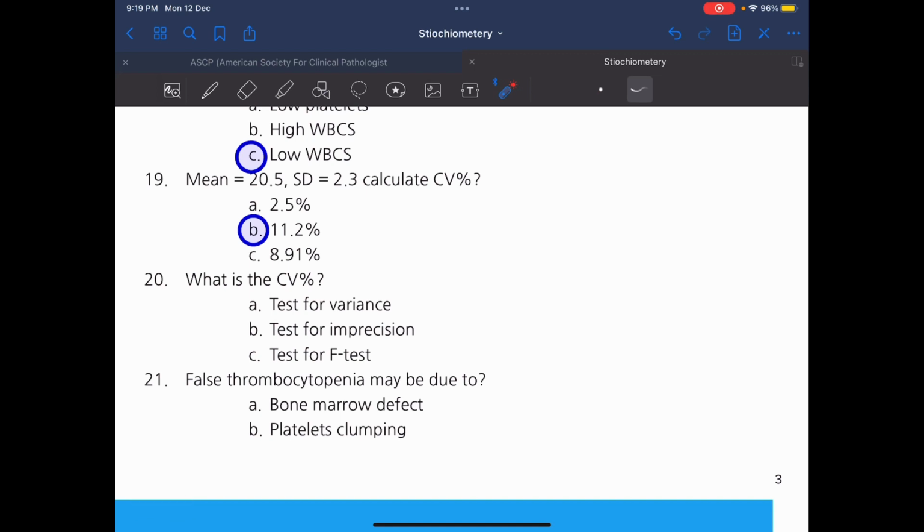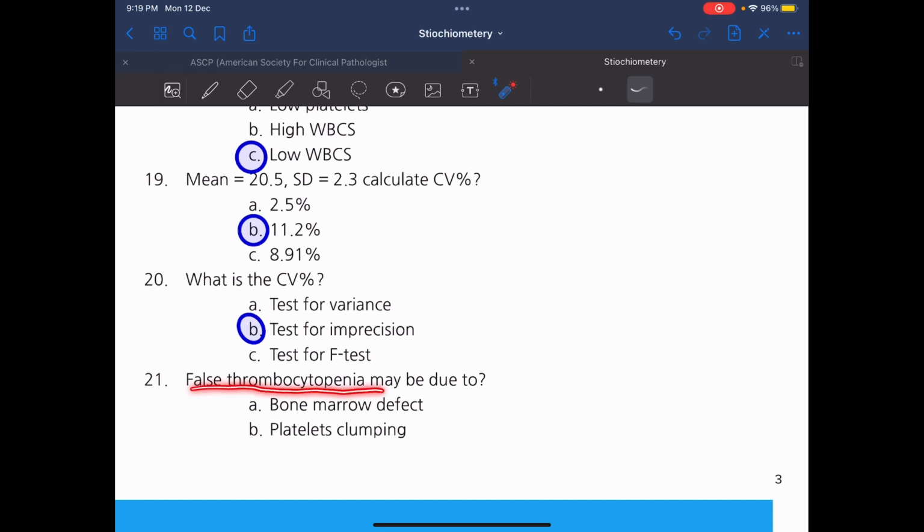Question 20. What is the CV percent? It is a test for variance, test for imprecision, or F-test. CV percent is a test for imprecision. So the correct answer is B.